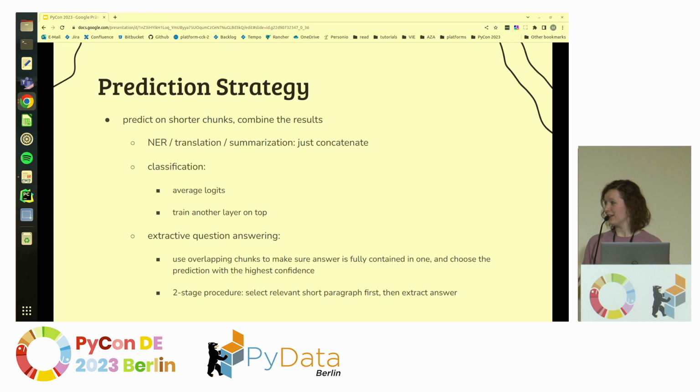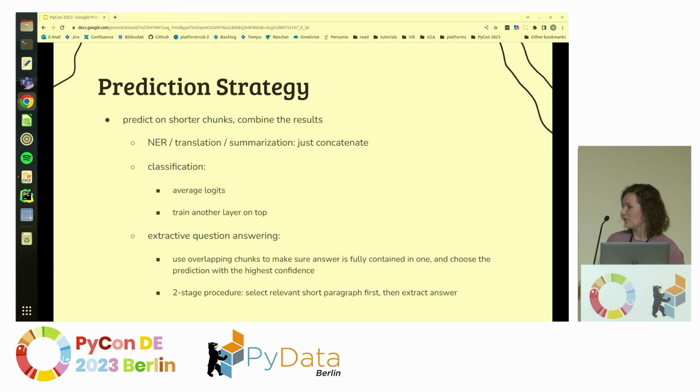Another popular task is extractive question answering. I guess here the challenge is that in order to extract the answer, it needs to be fully contained in one of the chunks you predict on. So you probably need to use overlapping chunks to make sure that the answer is at least fully contained in one of them. And then you can have a look at the confidence of your predictions and pick the one with the highest confidence. But I don't have to tell you that this is quite compute intensive, so yeah, mediocre workarounds. That's how I titled this section, I think.